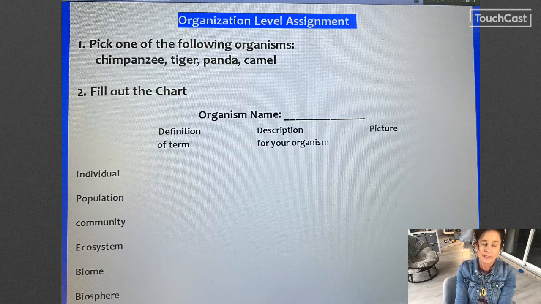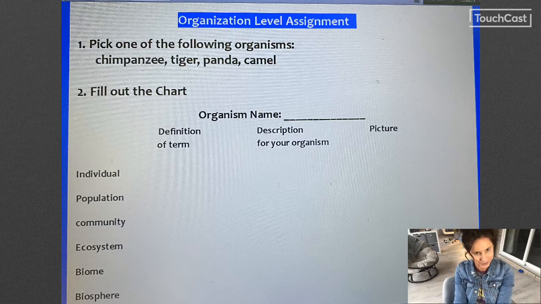Biome, definition, a geographical area with the same temperature and rainfall. Description for my prairie dog organism, well, prairie dogs live in a steppe. That's the name of their biome, or a prairie. And I would find a picture of that biome. And then biosphere is going to be the same for everyone, because the biosphere contains all those animals: chimps, tigers, pandas, camels, and my prairie dog.